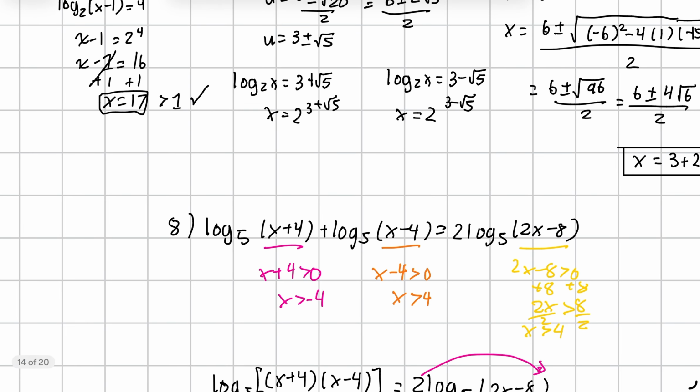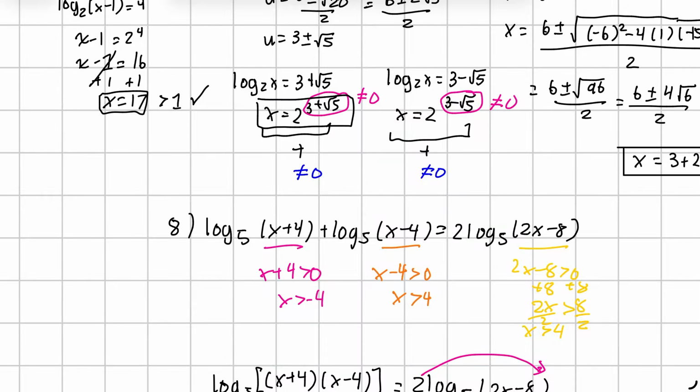So let's check our domain. Well, we can see that both of them are clearly positive. This is also positive as well. And neither of them are going to equal 1 because this here does not equal 0, and this here does not equal 0. So these are both going to be valid solutions. So this is going to be a solution. And also this is going to be a solution.